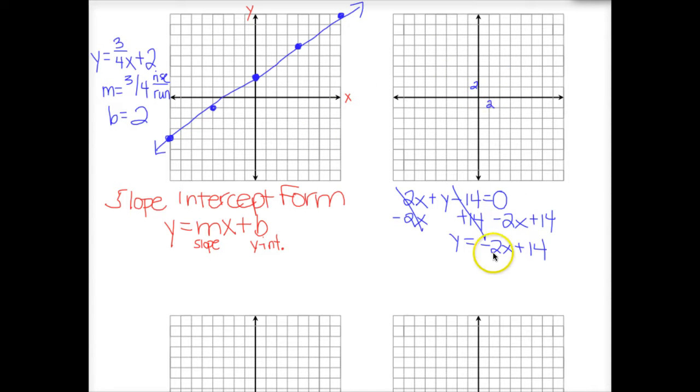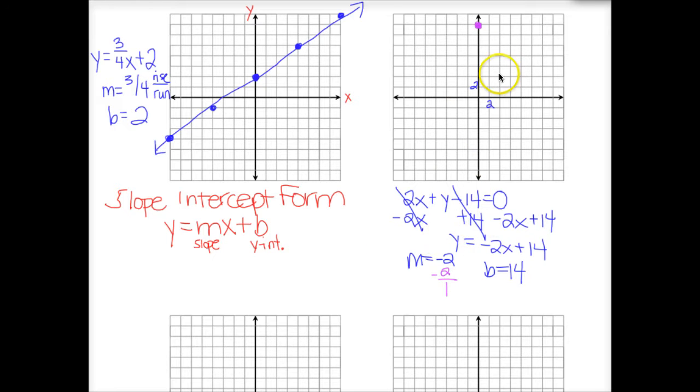So y equals mx plus b, my m is negative 2, my b is 14. So again, my b is where I begin, so I'm going to start up 14. So 2, 4, 6, 8, 10, 12, 14 is right up here. Now, a slope of negative 2, since there is no denominator, that means negative 2 over 1. So that would mean down 2 units, right 1 unit, or you could go up 2 units and left 1 unit.